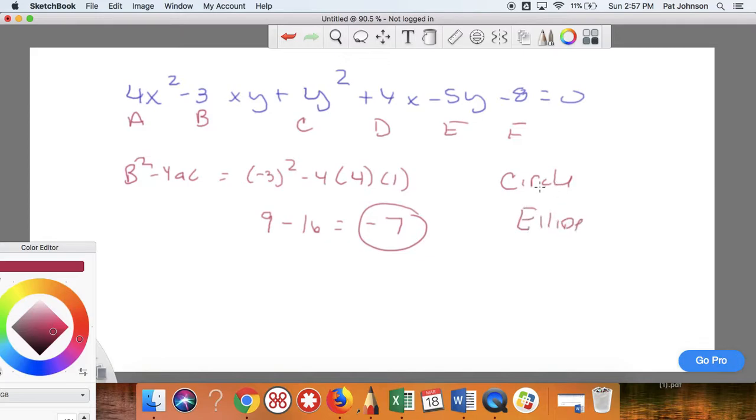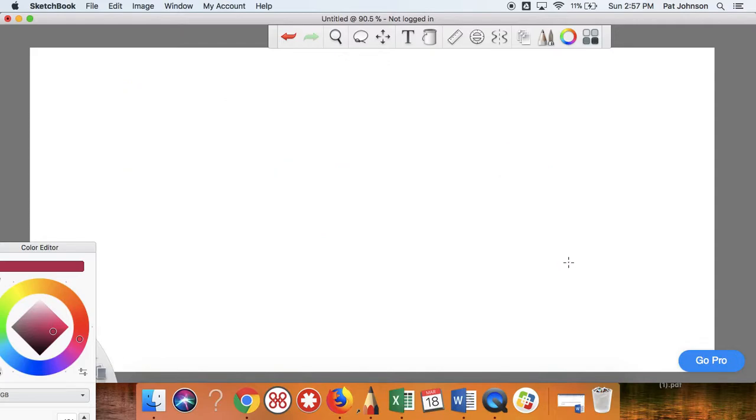So we said to be a circle, b has to equal 0. Is b equal to 0? Nope. So it's an ellipse. So right off the bat, we can say this is an ellipse. Let's look at number 2b. Again, I'm going to rewrite it in the right form.